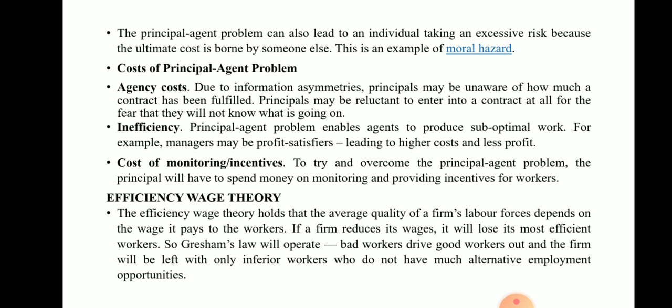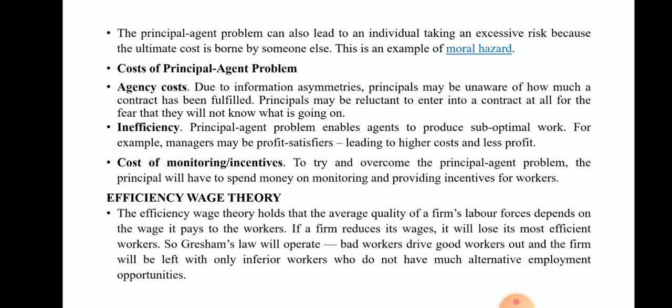For example, managers may be profit satisficers leading to higher costs and less profit. Cost of monitoring and incentives. To try and overcome the principal agent problem, the principal will have to spend money on monitoring and providing incentives for workers. Now, let us discuss efficiency wage theory.